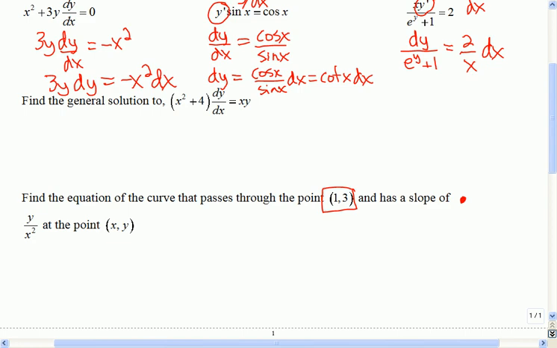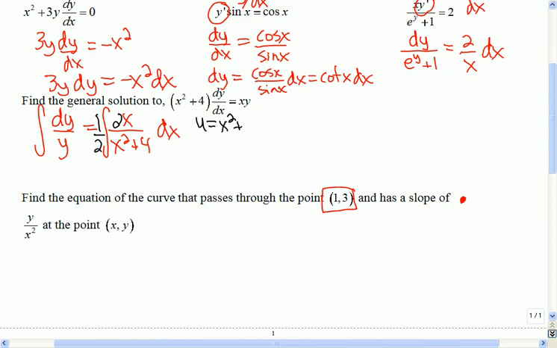So my separation for the first one would be to take dy over y equal to x over x squared plus 4 dx. And then if I integrate both sides, it would be good if I had a 2x there so that I could use some substitution, which means I would need to have a half out here. So I'll use u equal to x squared plus 4, du equals 2x dx. Now I can rewrite my integral, if that helps.